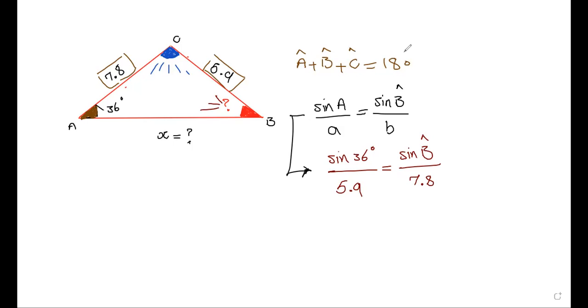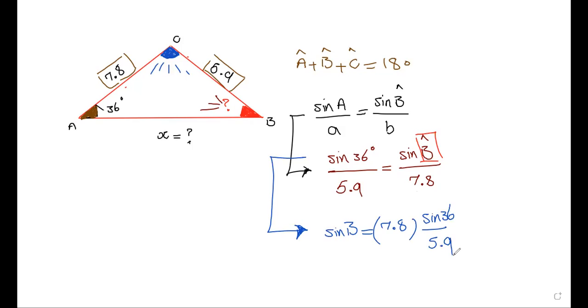Now look at this. I'm looking for this, B, and I have the other things. I know that as a result, what I can say about the angle B is this: sine B is equal to, I multiply both sides, Sabrina, by 7.8. Then it becomes 7.8 times sine 36 over 5.9. And it gives me the value of B, which I'm going to find.